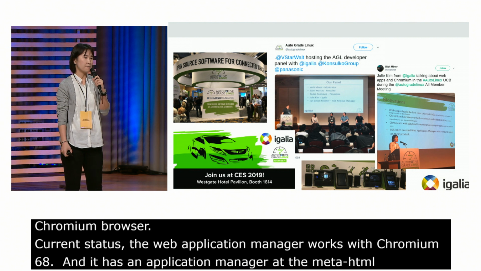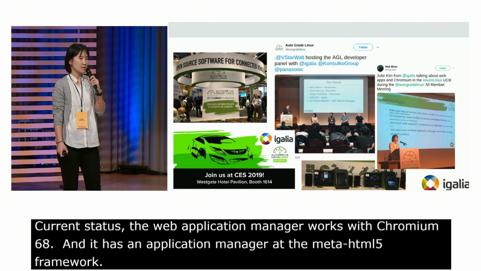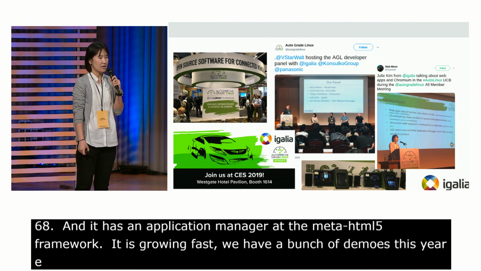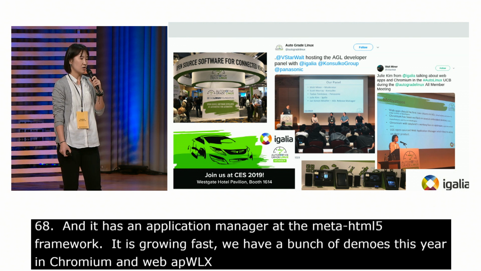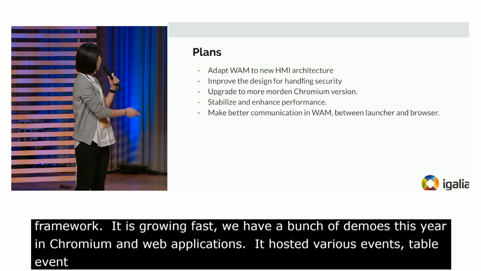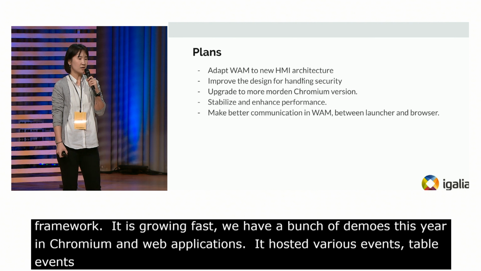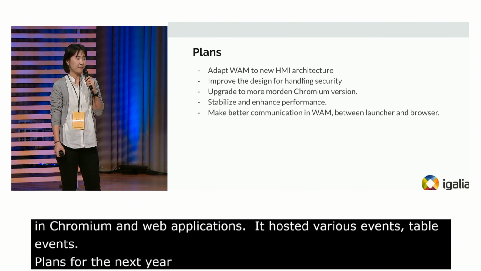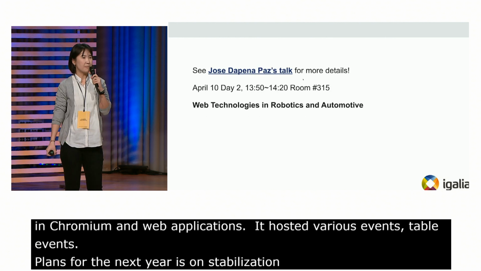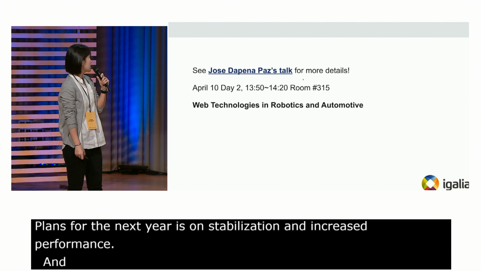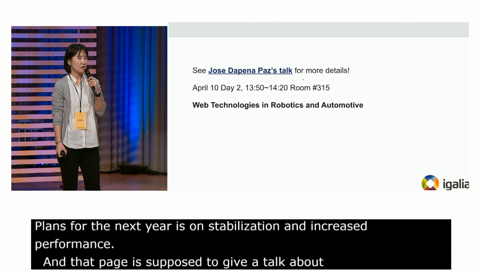AGL is growing fast. AGL showed a bunch of demos at CES this year, and Igalia also showed a demo of Chromium and web applications. AGL also hosts various events, and Igalia also actively attends those events. Plan for the next step: we will focus on stabilization and enhanced performance. And Dape is supposed to give a talk about web technologies in robotics and automotive tomorrow, so check the details at this session. Thank you.